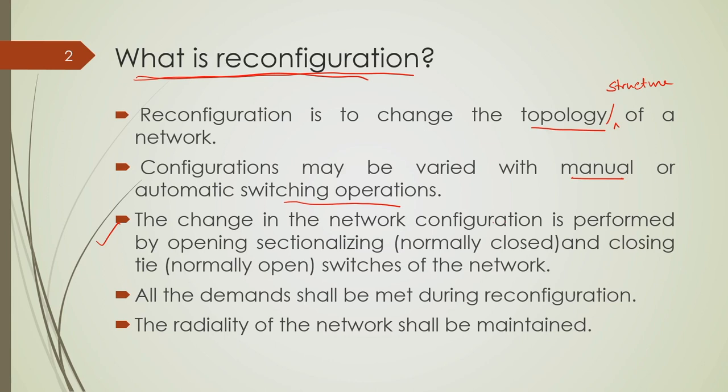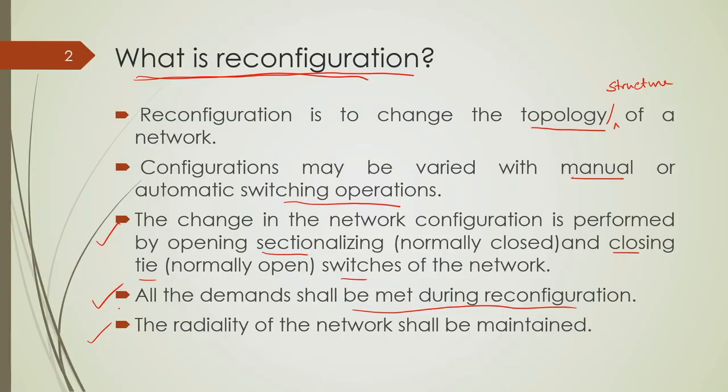So, reconfiguration is basically the change of network configuration by opening the sectionalizing switches and closing the tie switches or tie lines. Now, one constraint of this reconfiguration is that all the demand should be met during the reconfiguration. That means, whichever loads were connected before the network is reconfigured, those many loads should remain connected and get supplied. Another constraint is that the radiality of the network will remain intact. We will keep the network topology radial, similar to the planning problem.